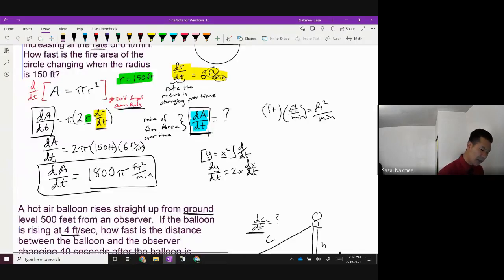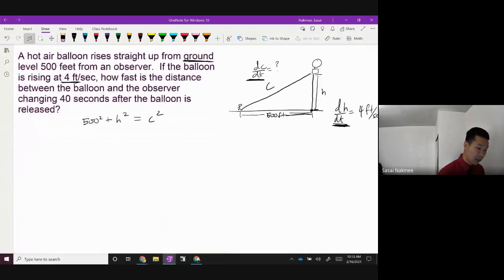Don't solve it for h, because we still don't know what c is. If we solve it for h, we don't have a c to plug in there, right? We were looking to find dc/dt. Remember, this is the ultimate goal. We're trying to find dc/dt. So step 4: take the derivative of both sides with respect to time.